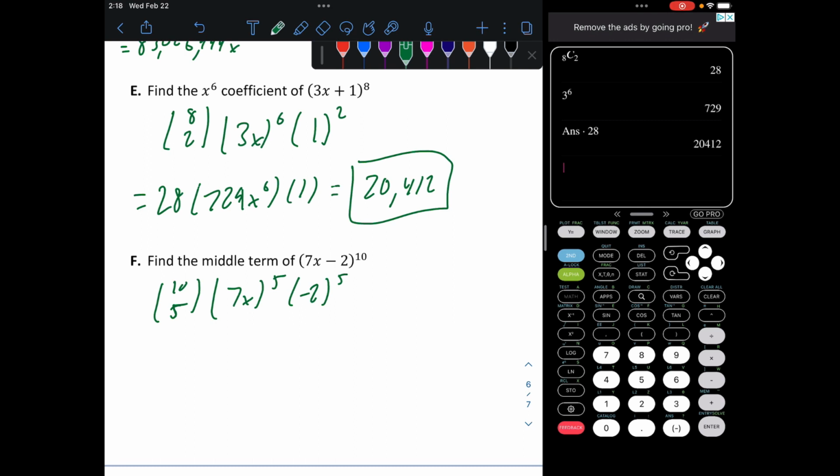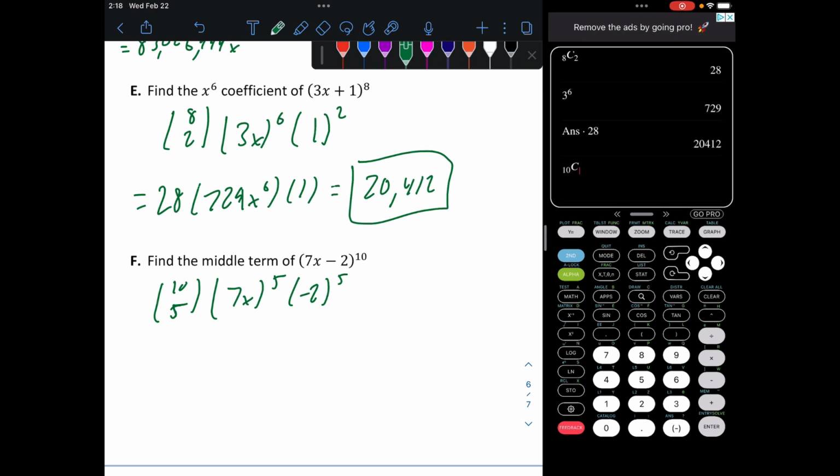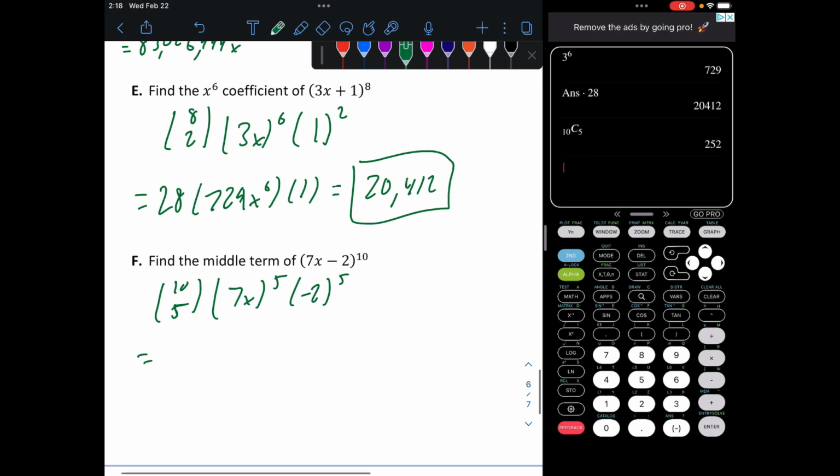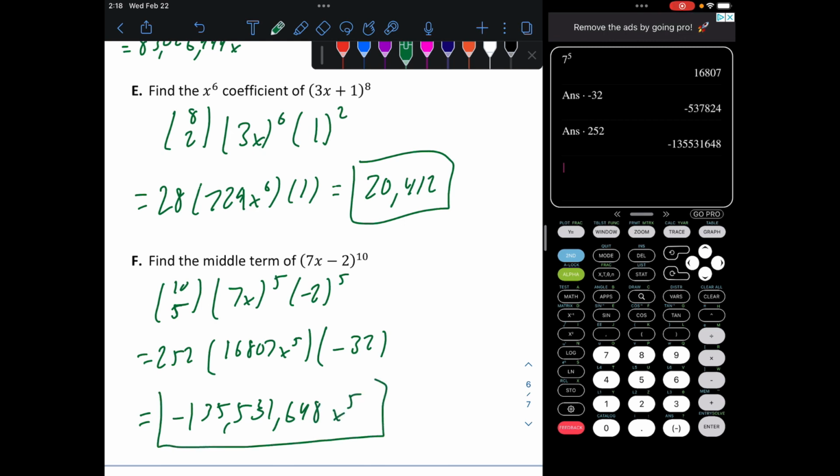All right, so 10 choose 5 is 252. 7 to the 5th is 16,807 x to the 5th. And negative 2 to the 5th is negative 32. All right, so this middle term is negative 135,531,648 x to the 5th.